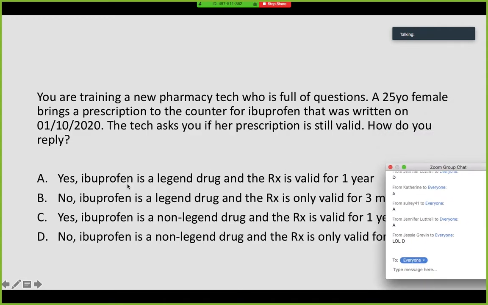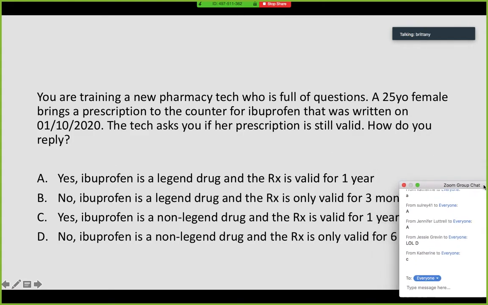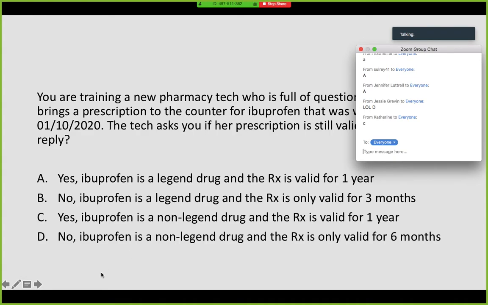Right, you're training a new pharmacy tech who is full of questions. A 25-year-old female brings in her prescription for ibuprofen that was written in January, and the tech asks you if her prescription is still valid. So what's the correct answer here? Right, Catherine's got it. So ibuprofen is a non-legend drug, and the script is valid for 1 year.